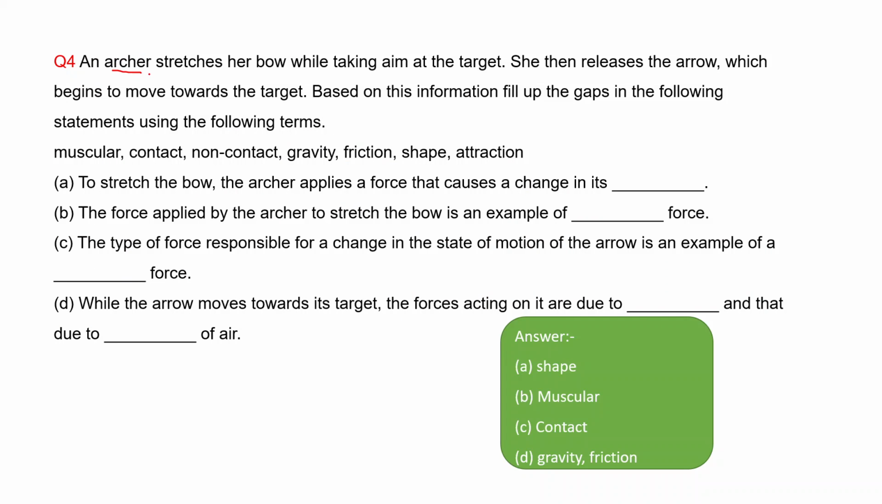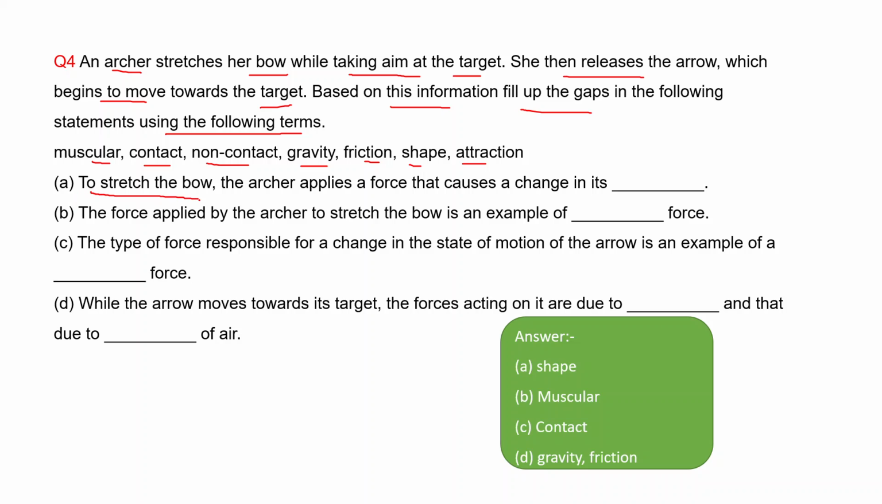An archer stretches her bow while taking aim at the target. She then releases the arrow, which begins to move towards the target. Based on this information, fill up the gaps in the following statements using the following terms: muscular, contact, non-contact, gravity, friction, shape, attraction. Okay, we have to use these words in these statements.